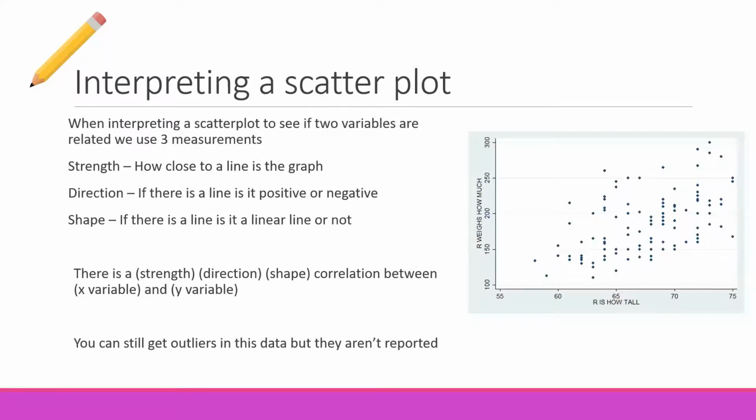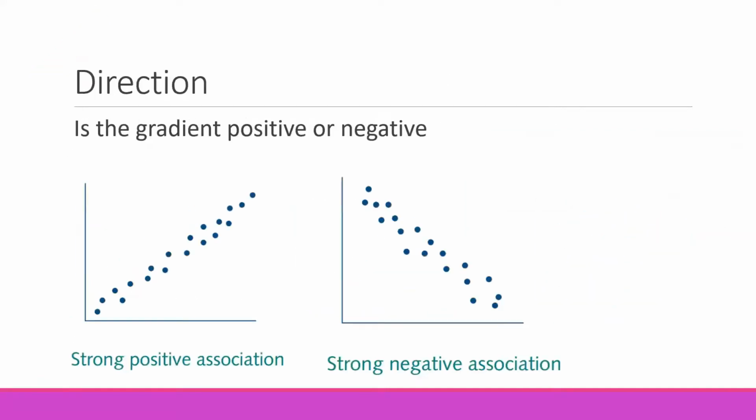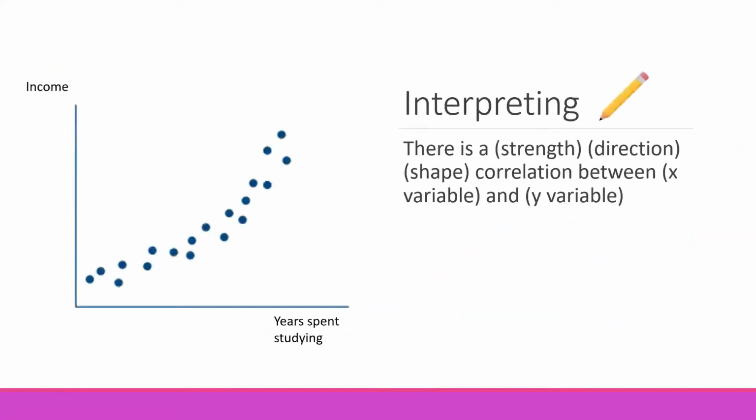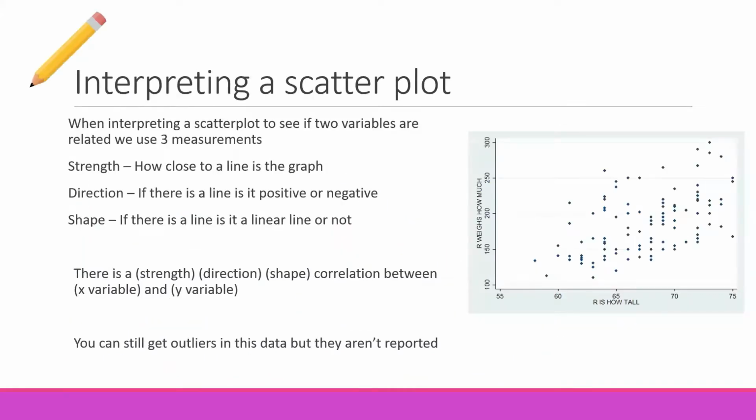This should only have 2 slides left to copy down. I think it's this one and then this one. Yep. So there's only 2 slides to copy down now. So let's talk about this. When interpreting a scatter plot, remember interpreting means extracting the information from a scatter plot. To see if 2 variables are related, we use 3 measurements. So we use 3 measurements when we're talking about the relationship between 2 variables.